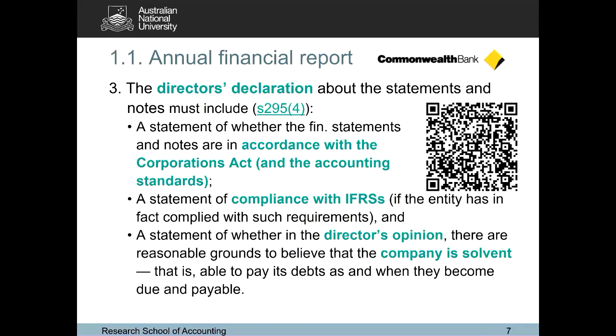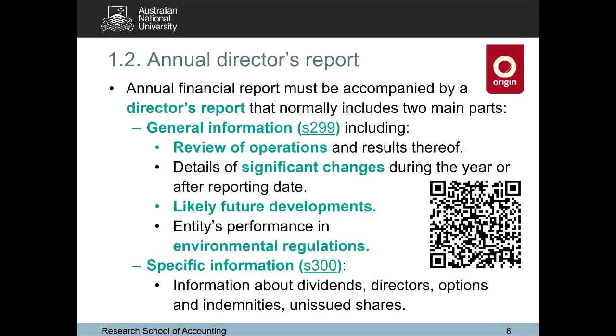A statement of whether in the director's opinion there are reasonable grounds to believe the company is solvent, which means they are still able to pay their due debts. So they need to declare such things before their financial statement can be issued. And on the day the declaration is issued, the financial reports can be publicly issued. So that part is from the financial report. Clear? Financial reports include statements, notes, and declaration, the director's declaration.